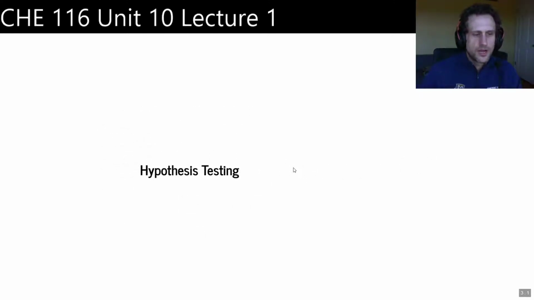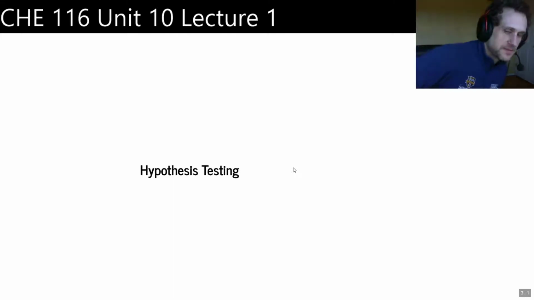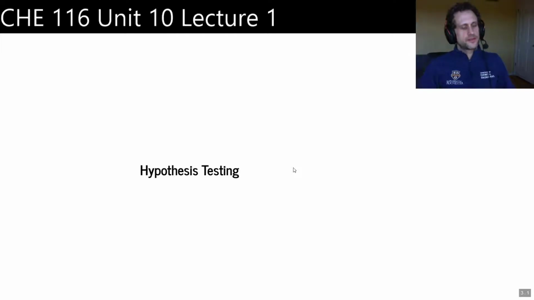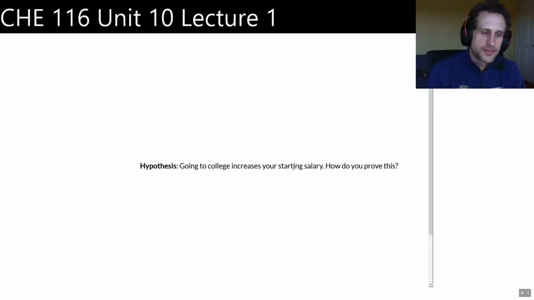So let's get started. Hypothesis testing is, like what you imagine, where we form a hypothesis, and then we can assess if we think the hypothesis is correct or not. Here's an example we always like to think about. You might have a hypothesis that going to college increases your starting salary. So how would we prove that going to college increases your starting salary? You can imagine we would get statistics on people who did and did not go to college, and then what their resulting starting salary is, and then you might plot this.